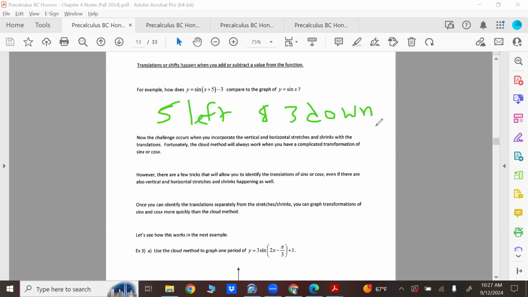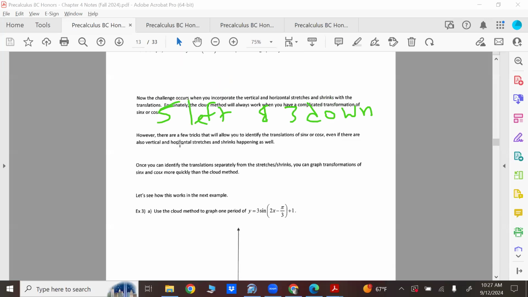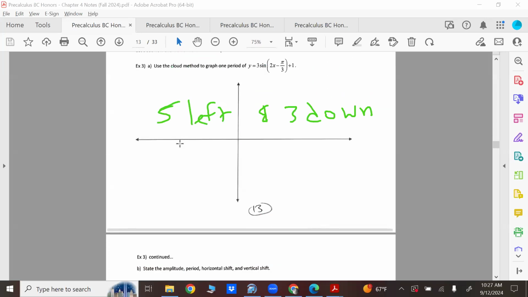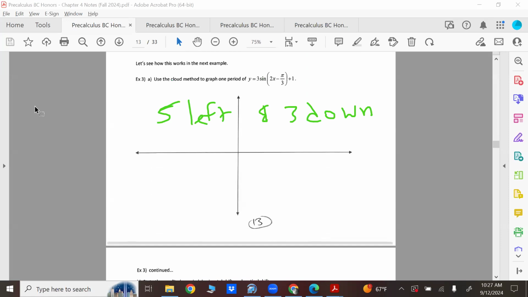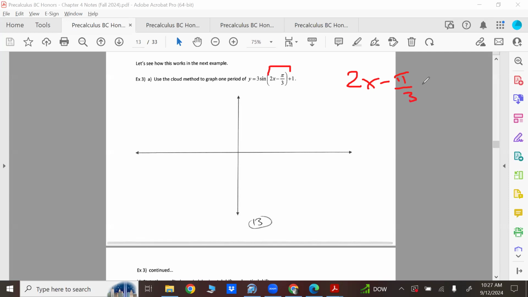But what if you have horizontal, vertical stretches or shrinks? That can get a little crazy sometimes. So here's how I'm going to approach it. For example, 3. I am going to take a look at this, right? Because that's the angle. 2x minus pi over 3 is the angle. That's the input. So I'm going to deliberately set that equal to 0 and solve for x. And also deliberately set it equal to 2 pi.